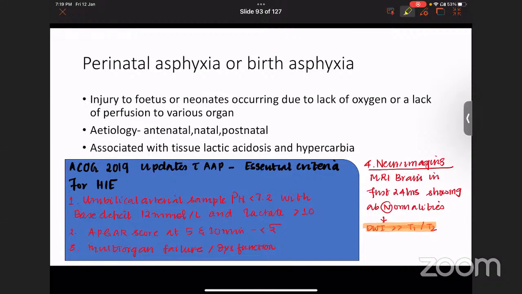Another most important topic, for which I was teaching you the NRP, neonatal resuscitation program, in so much detail for at least 1 hour in the last class, is to avoid perinatal asphyxia or birth asphyxia. So what is perinatal asphyxia or birth asphyxia? It is nothing but the injury to the fetus or neonate that occurs because of lack of oxygen or lack of perfusion to organs. The etiology could be antenatal, natal, and postnatal.